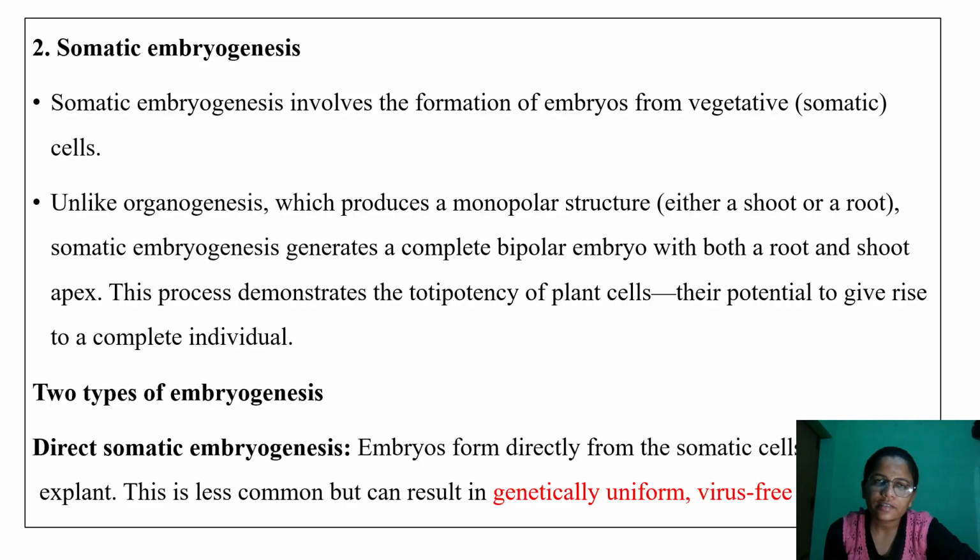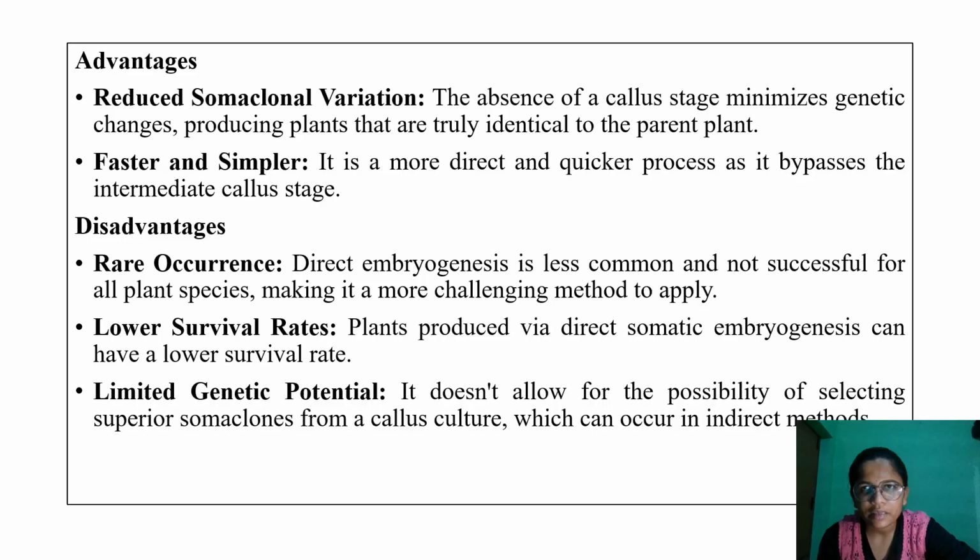Normally, it works on the principle of totipotency. Embryogenesis can also be divided into two types, direct and indirect. In direct, somatic cells produce the entire plant. We can produce genetically true-to-type plants which are free from pests and diseases. The advantage of direct somatic embryogenesis is that there is no callus, so we can reduce the time.